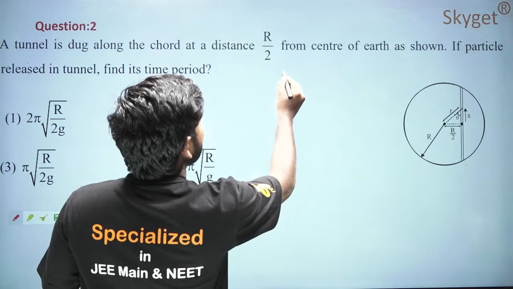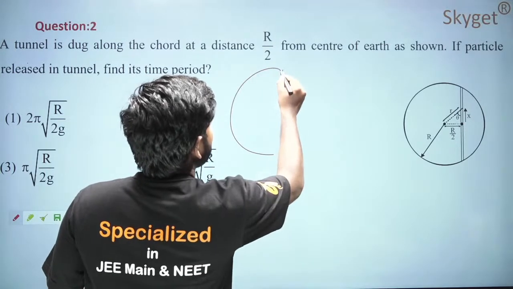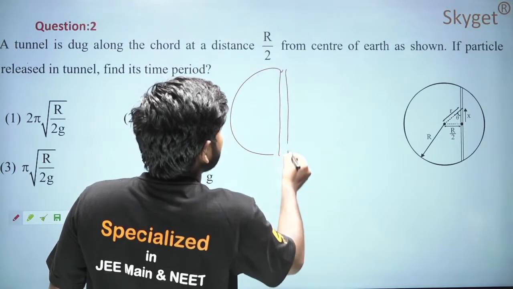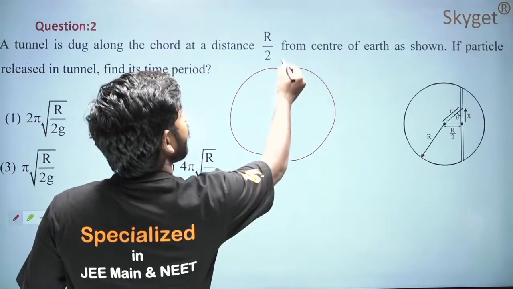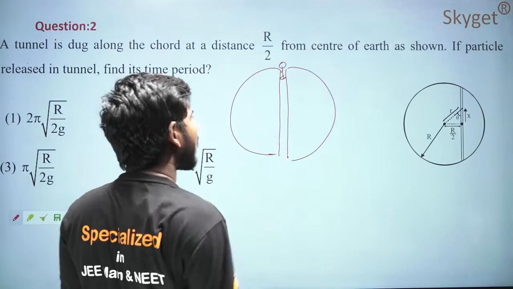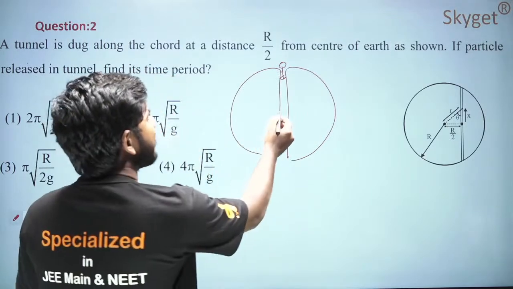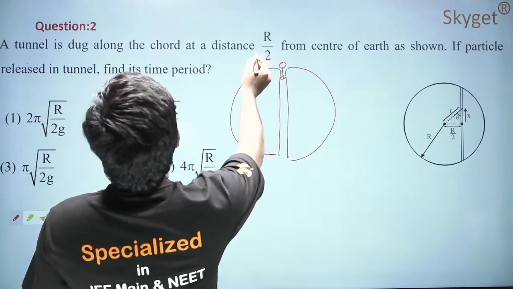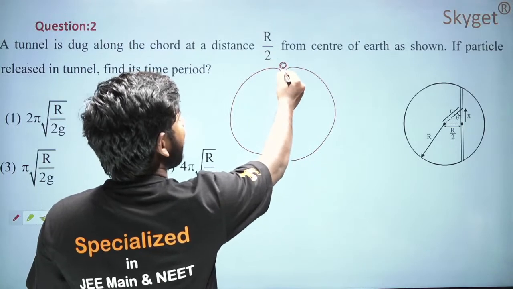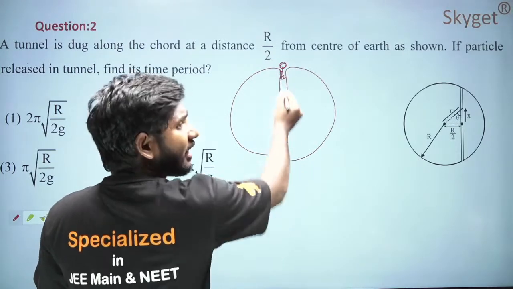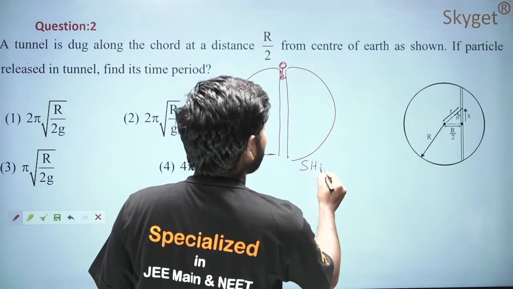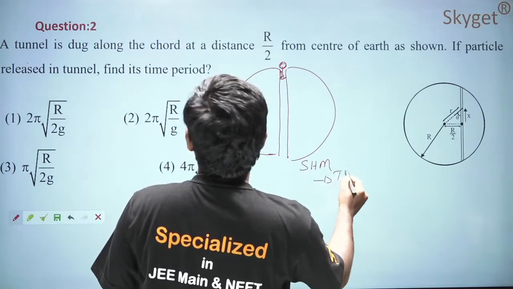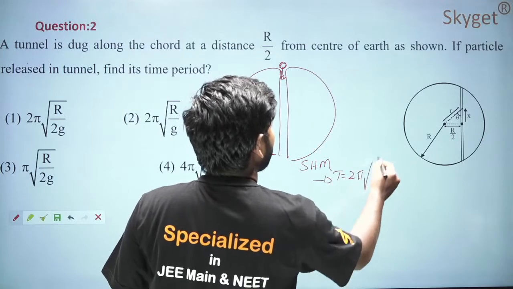So the thing is, there will be a tunnel that is dug. This is one good quality question. So what is the solution? Similarly, a ball is released here. So now what will happen? What is the motion of this ball? The motion of this ball is nothing but simple harmonic motion, and its time period is 2 pi root over r by g.